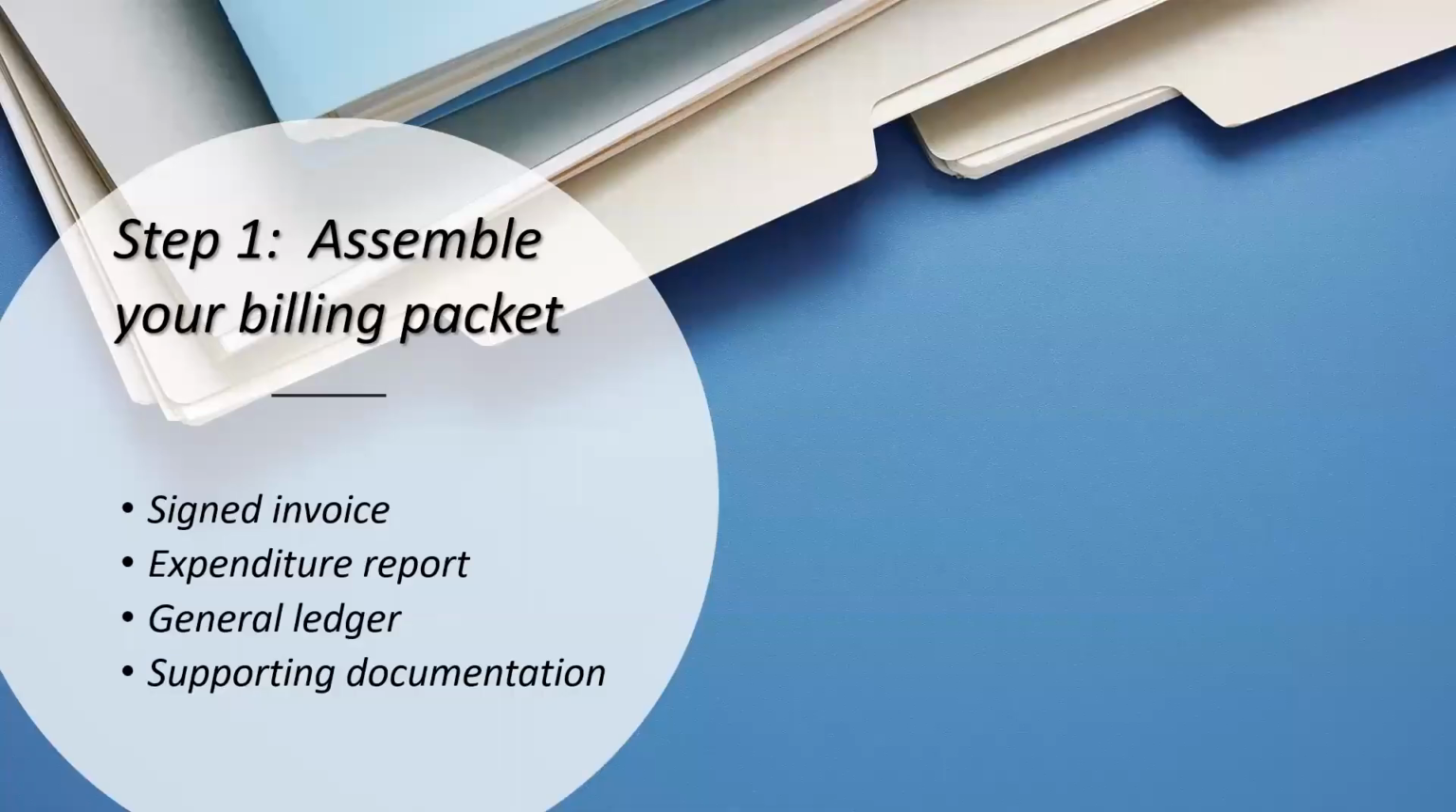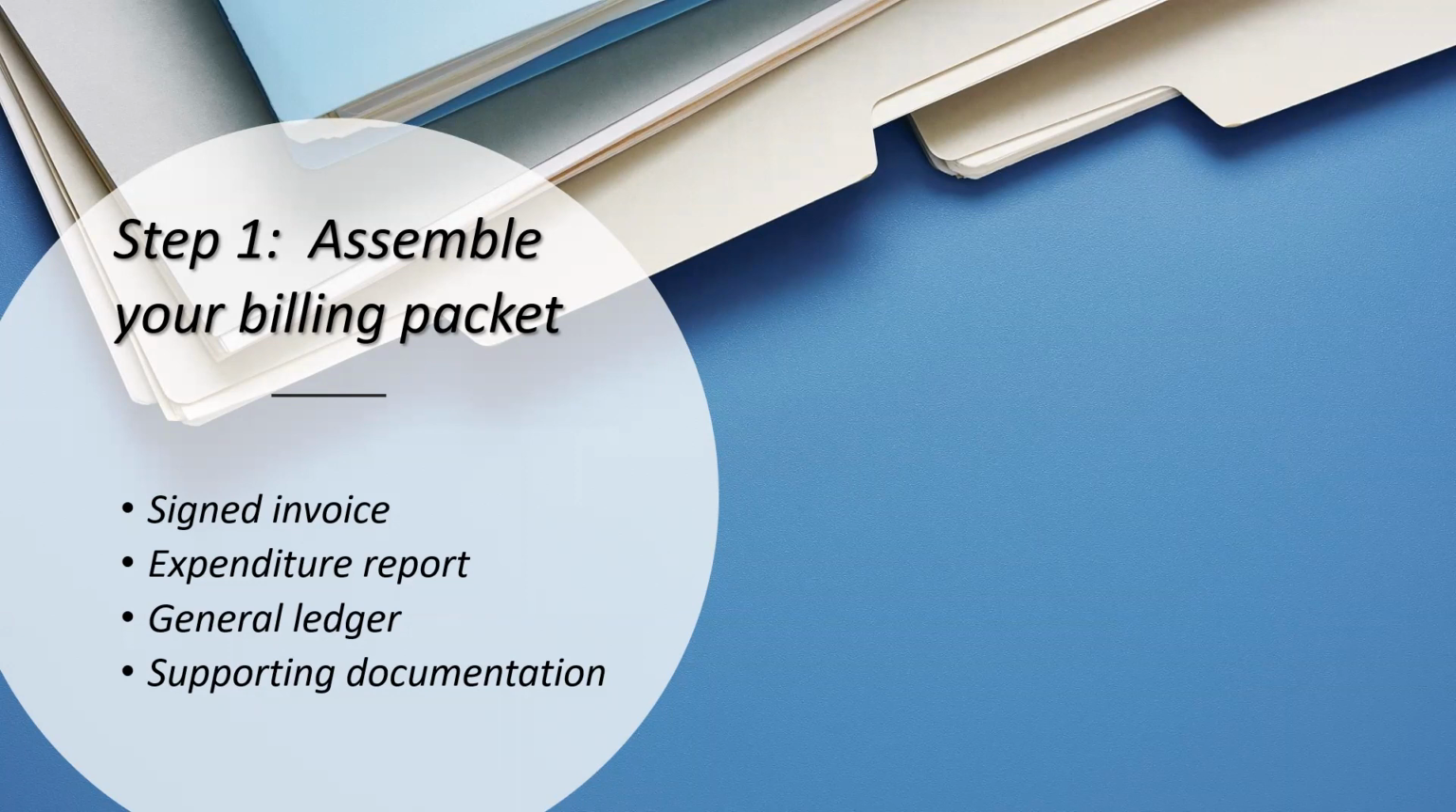Before you do anything on web grants, you need to assemble your billing packets, preferably in this order. Each month's packet should contain your signed invoice for all the expenses, a completed expenditure report, a detailed general ledger, and supporting documentation such as receipts, timesheets, payroll summaries, and paid invoices. All of these items you see on the slide support each other.